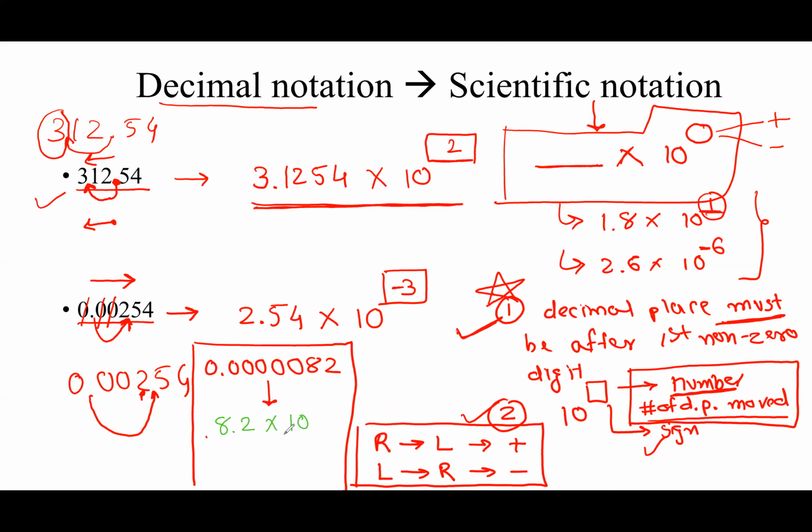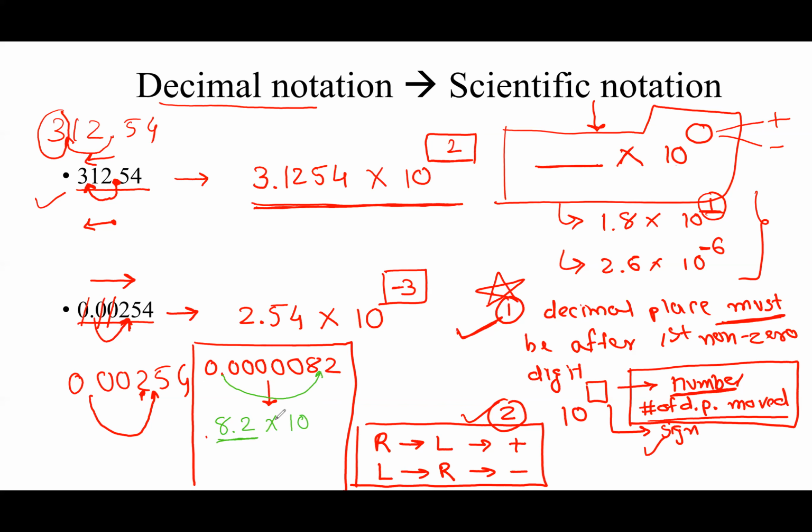Give it a try. That's awesome. Let's just try to solve this as we know. So everybody knows the first rule says we have to move our decimal place after the first non-zero. So it has to move right after 8. So we can write 8.2.